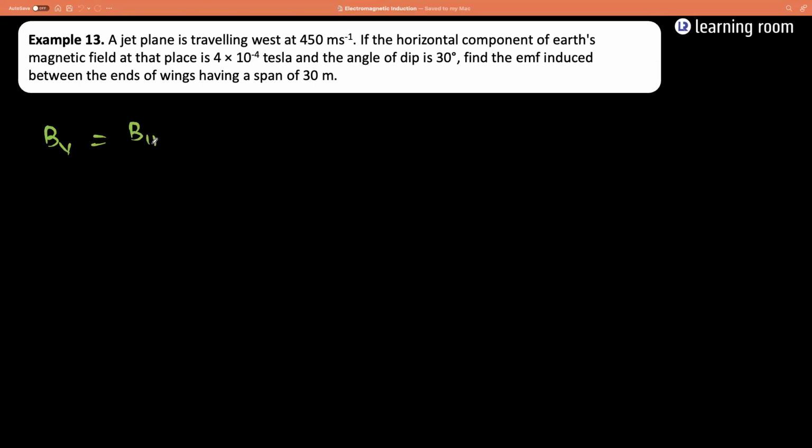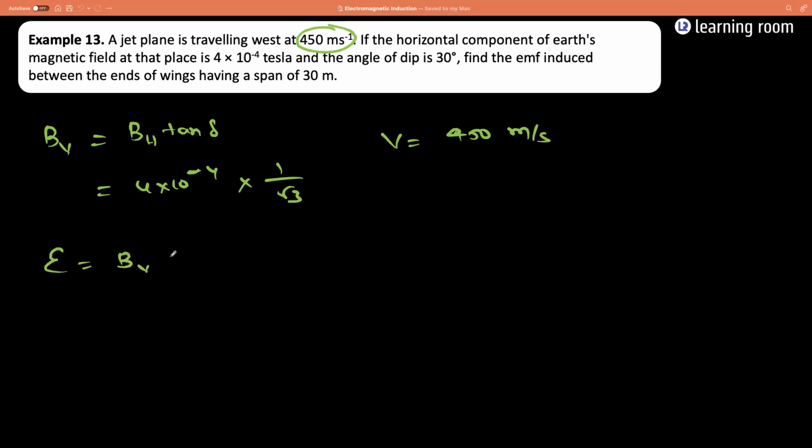B vertical will be equal to B horizontal into tan delta, where delta is the angle of dip. So what is horizontal here? 4 into 10 power minus 4, into tan delta, which is 1 divided by root 3. Okay. So the jet plane is traveling west with the speed, so velocity is equal to 450 meter per second. Find the EMF induced between the ends of the wing having a span of this much value.